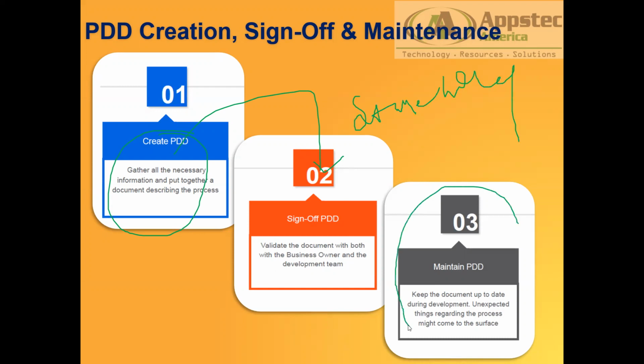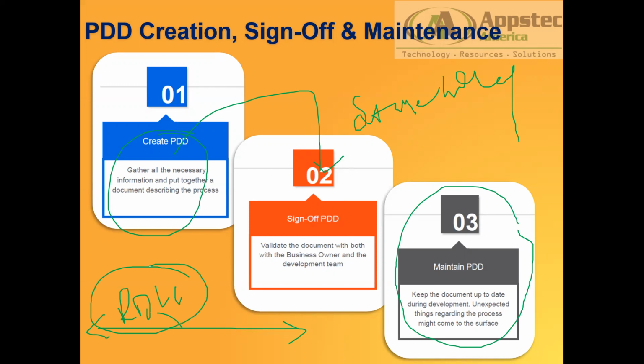Correct. And step 3 is to maintain the PDD, because during your robot development life cycle, RDLC, there could be some enhancements and modifications happening. So you have to ensure that you are timely maintaining and updating your PDD, and if required, you need to resend it back for further approval if there are major enhancements.